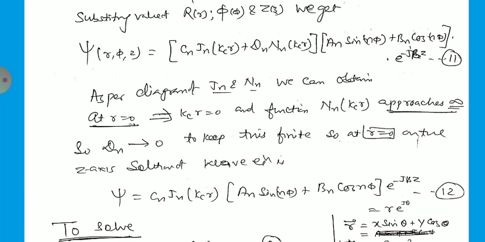As per the diagram of Jn and Nn, we can see that at r equal to 0, meaning at the center of the cylinder, kcr equal to 0, the function Nn approaches infinity, so Dn must be equal to 0. If we consider the center of r, Nn(kcr) becomes infinity, which means its multiple must be 0, otherwise there will not be a finite wave function inside. So to keep it finite at r equal to 0 on the z axis, we obtain only the Cn function: psi equal to Cn Jn(kcr)[An sin n phi plus Bn cos n phi] e raised to power minus j beta z.